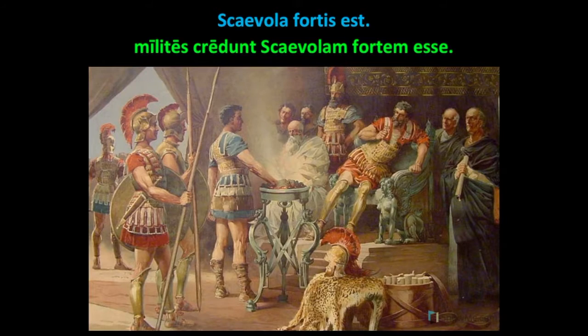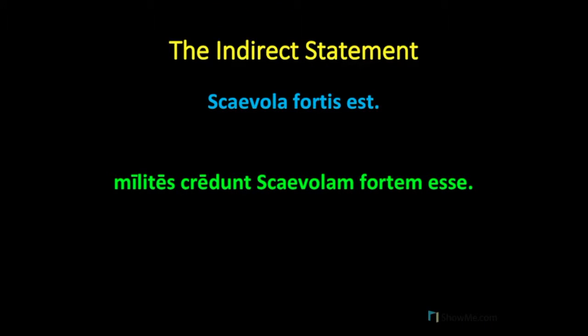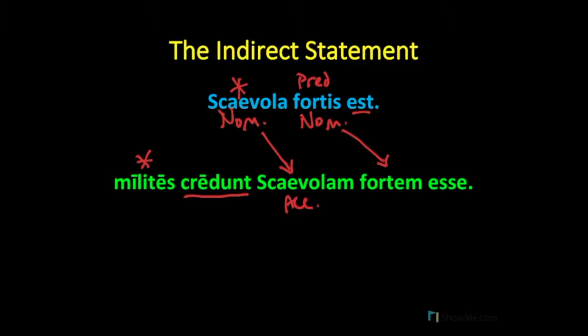Let's pick apart some of the differences between the sentences in this second pair. Scaevola is the nominative subject, fortis is the nominative predicate, and est is the main verb. Watch what changes when we move to the green sentence below. We add the words milites credunt. Now, credunt is the main verb, and milites is the subject. But we've kept the words Scaevola and brave and is. We've moved Scaevola from the nominative case to the accusative case. We've moved fortis from the nominative case also to the accusative case. And we've moved est from a finite verb to an infinitive.